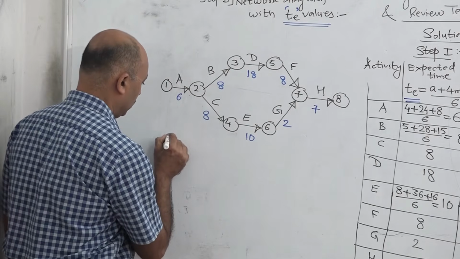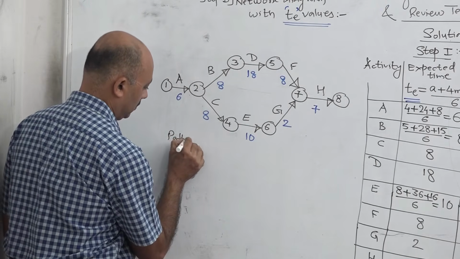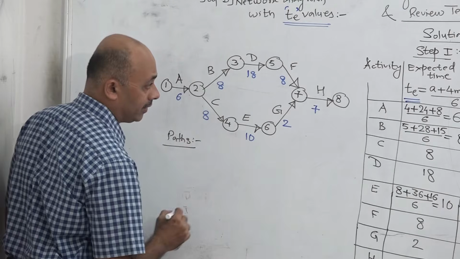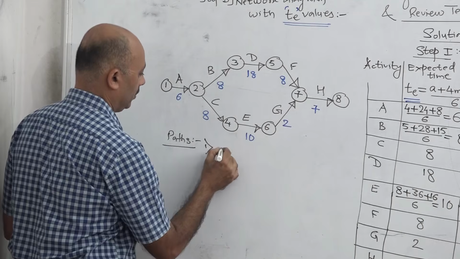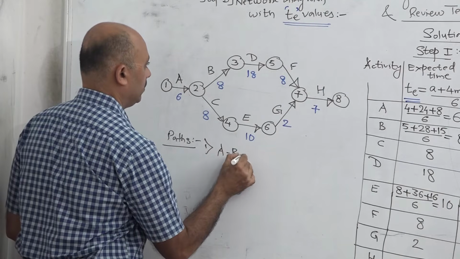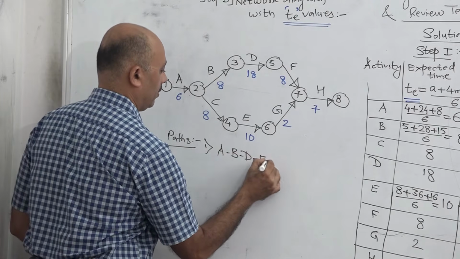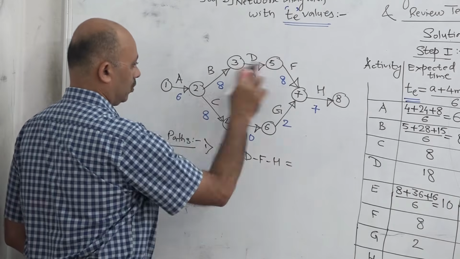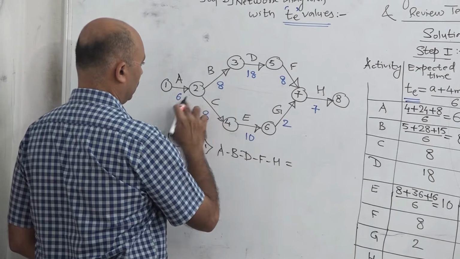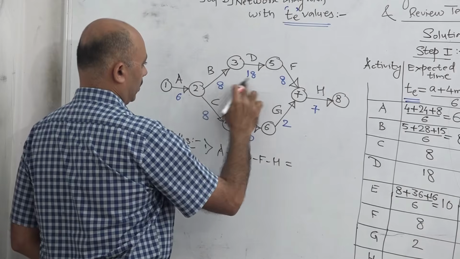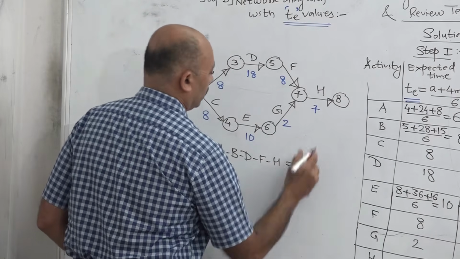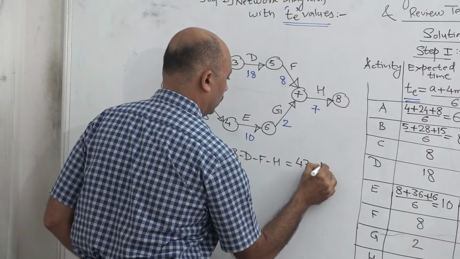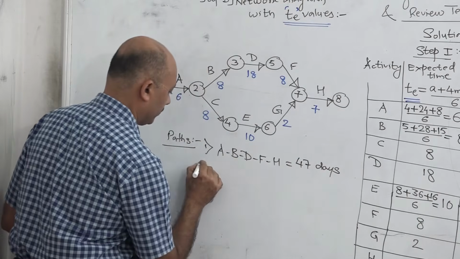Now we will see the paths in the network, because we want to find the critical path. The first path is from above, that is A, B, D, F, H. The total time: 6 plus 8 is 14, 18 plus 14 is 32, 32 and 8 is 40, 40 and 7 is 47. So the first path is of 47 days.